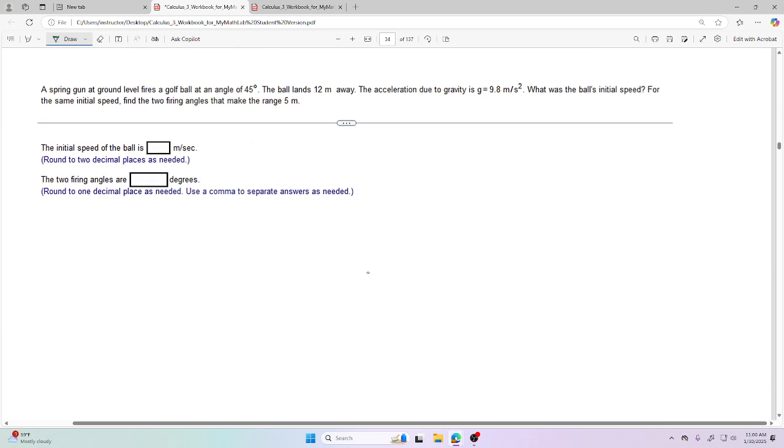A spring gun at ground level fires a golf ball at this much angle. It lands this much away. What's the initial speed? Okay, so I always like to draw a picture, and it's going to do this, and it does that. This angle, we know, is 45 degrees. What's special about 45 degrees? Give me some English.